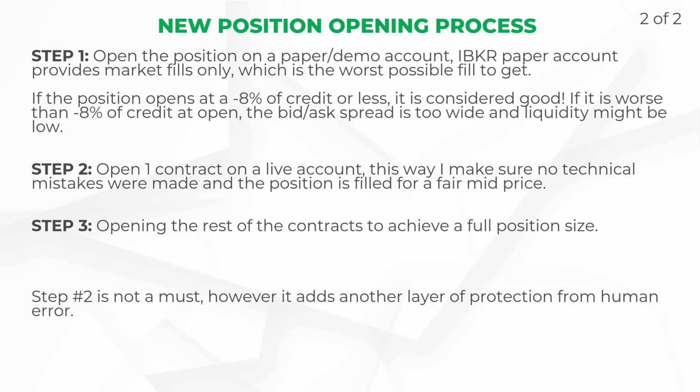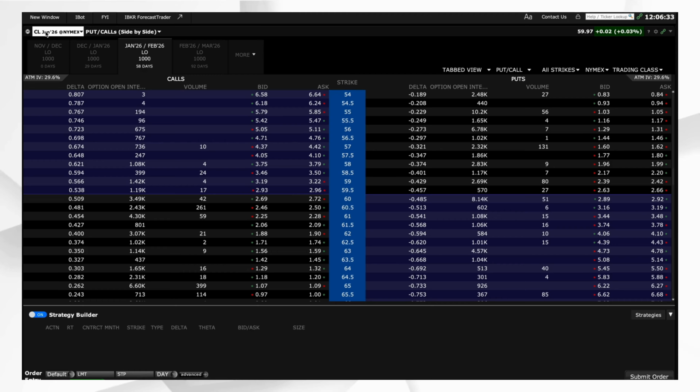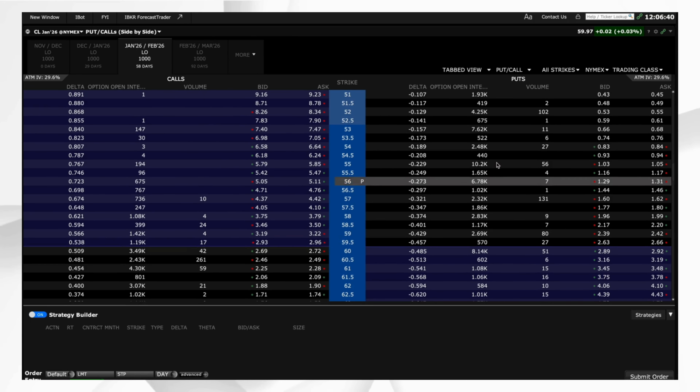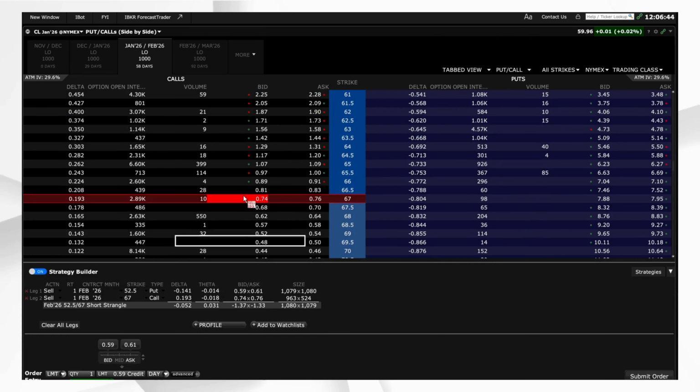Let's go and look at a live example on a demo account, because this is actually the most important part of this whole process. So we are looking at a crude oil option chain. Let me show you what a good fill price looks like and what a bad one looks like. So this is a demo account. Let's just go ahead and sell a triangle just outside the expected move.